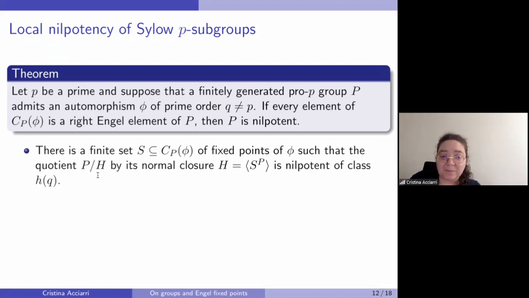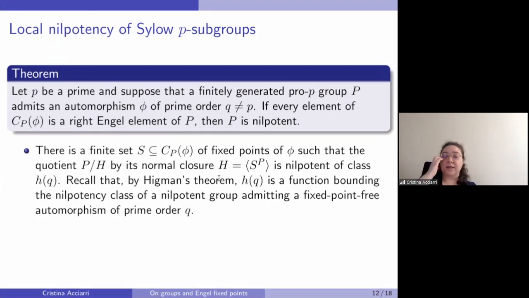So remember that the important property is that the quotient P over this subgroup H is nilpotent, and we are mostly going to work with this subgroup, this normal closure H. So I will say this again, but it's really very crucial. The Higman theorem says that this function h(q) bounds the nilpotency class of a nilpotent group that has a fixed point free automorphism action, where q is the order of the automorphism acting.